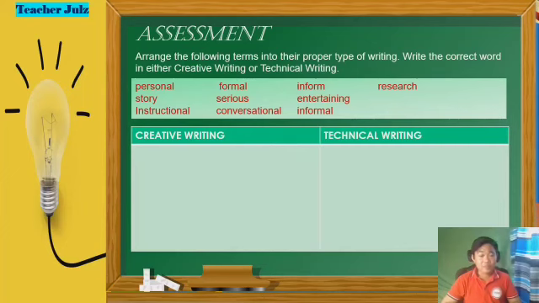All right, let's move on to our last activity, which is the assessment part. Arrange the following terms into their proper type of writing. Write the correct word in either creative writing or technical writing. For my students in creative writing class, what I would like you to do is upload your answers to the Google Drive link below the comment section. Then I'll go over your answers.